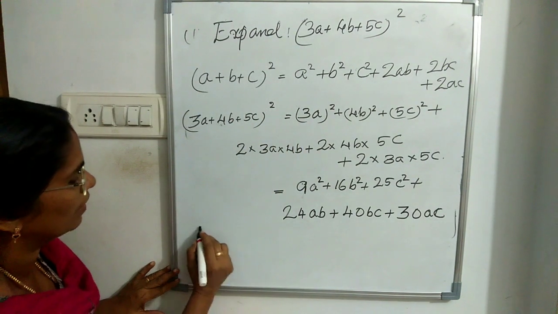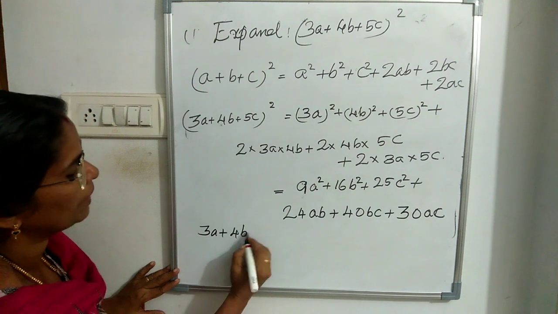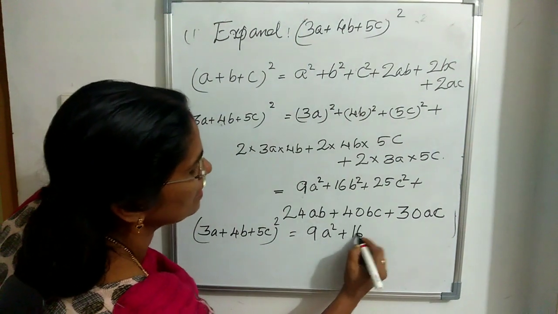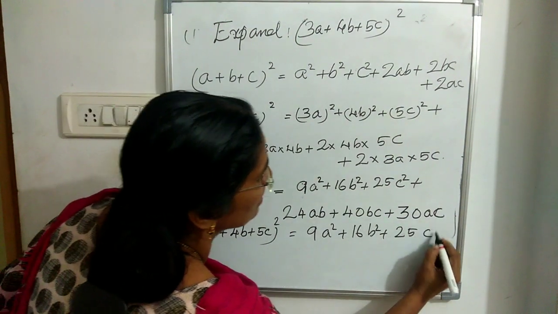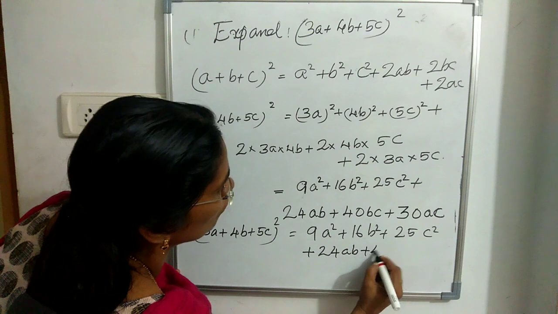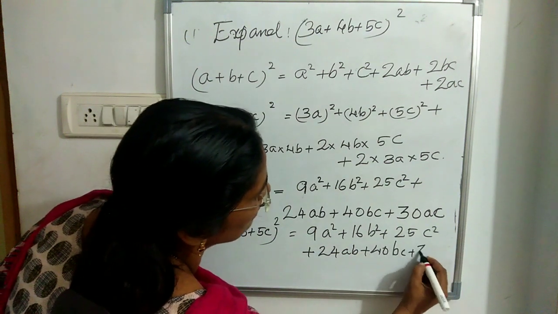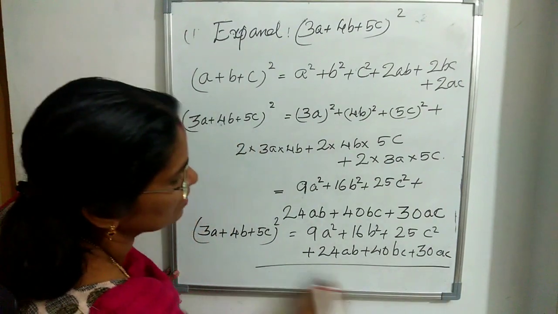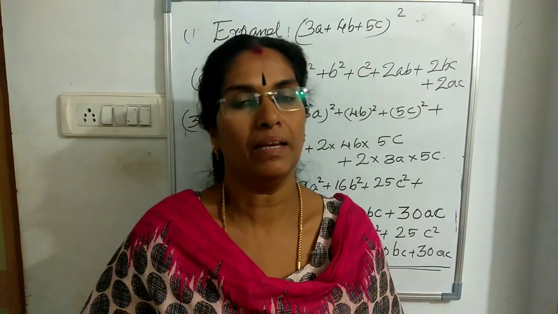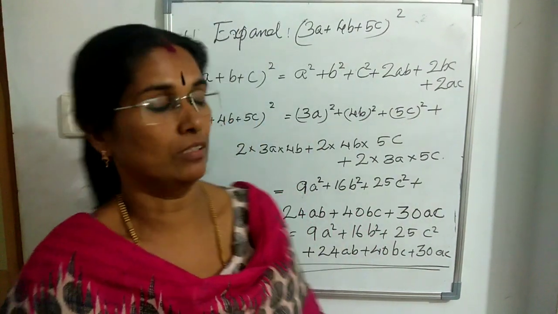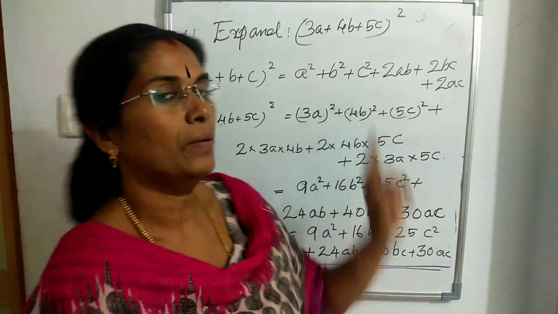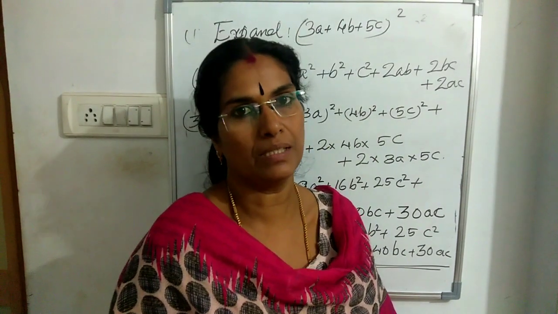That is our expansion: (3A + 4B + 5C) all square is equal to 9A square plus 16B square plus 25C square plus 24AB plus 40BC plus 30AC. So one more time I will explain. It is very simple. You have to learn the identity by heart. After that you have to substitute the values. That is (a + b + c) whole square is a square plus b square plus c square plus 2ab plus 2bc plus 2ac. Okay.